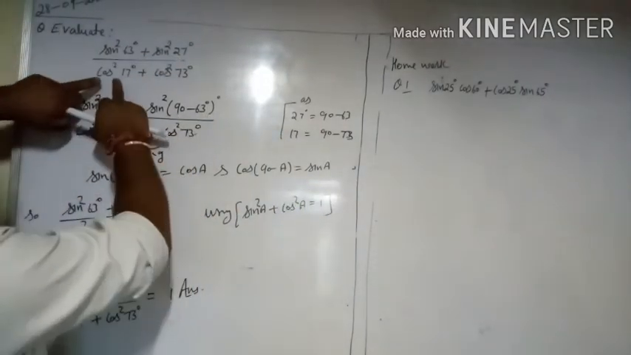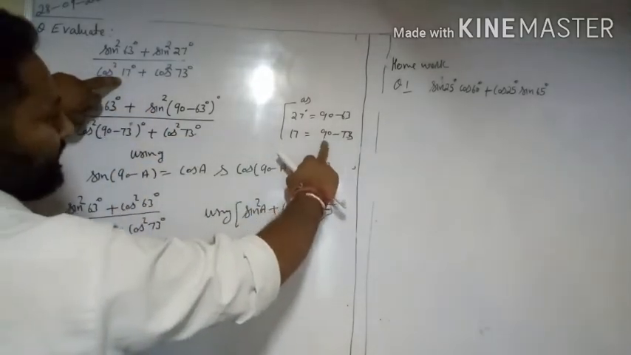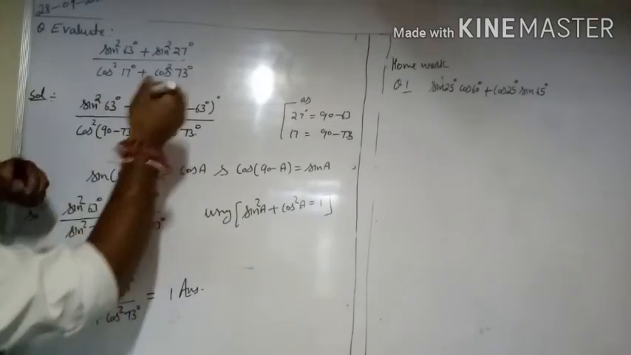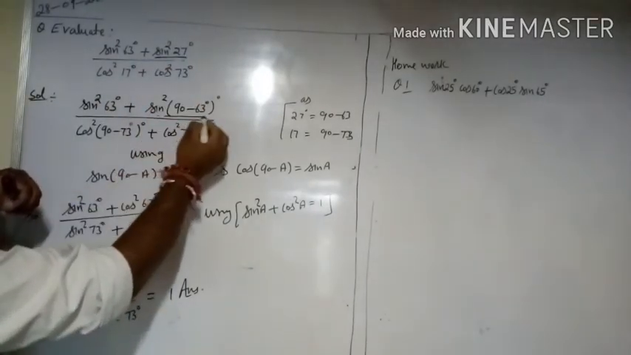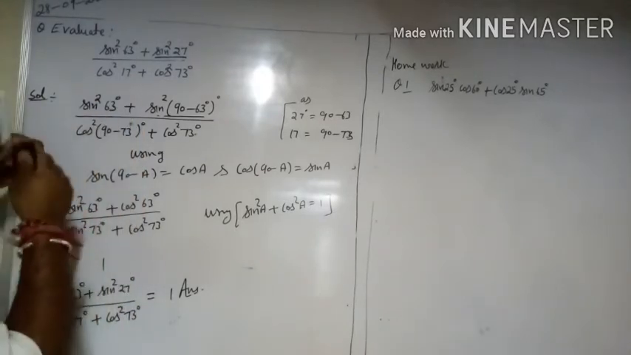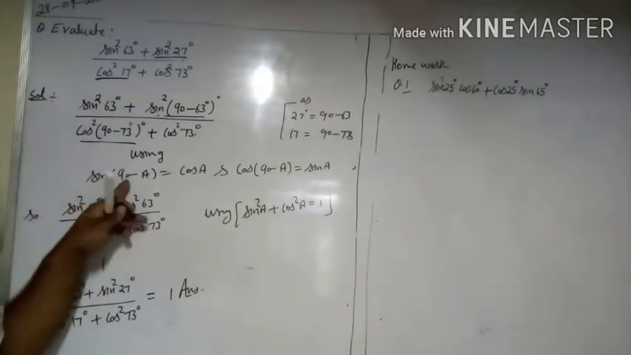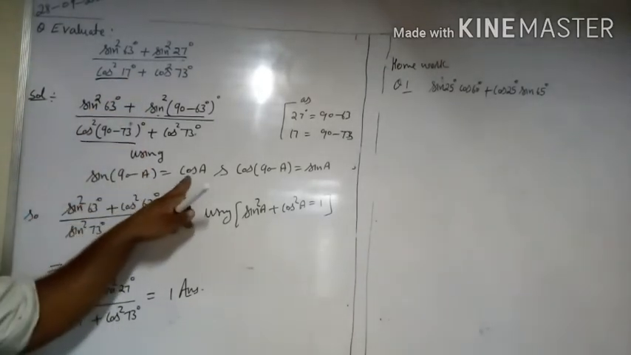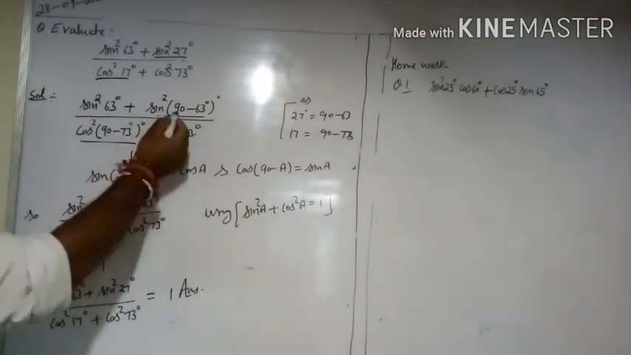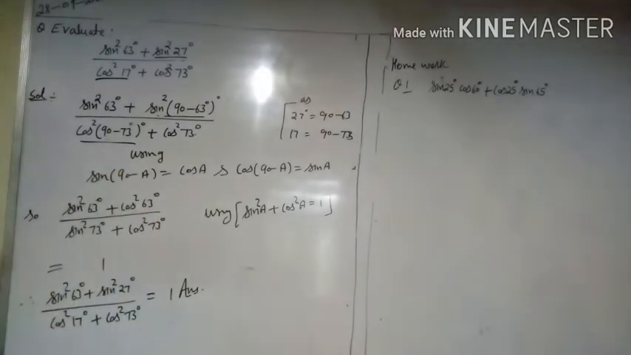Similarly, here I change the 17 angle. 17 we can write as 90 minus 73 degree. So in this way I converted this, and cos square 17 degree into this form. Now by using the complementary angle formula, sine of 90 minus a is cos a, and cos of 90 minus a is sine a. So it converts into cos square 63 degree, and this becomes sine square 73 degree.